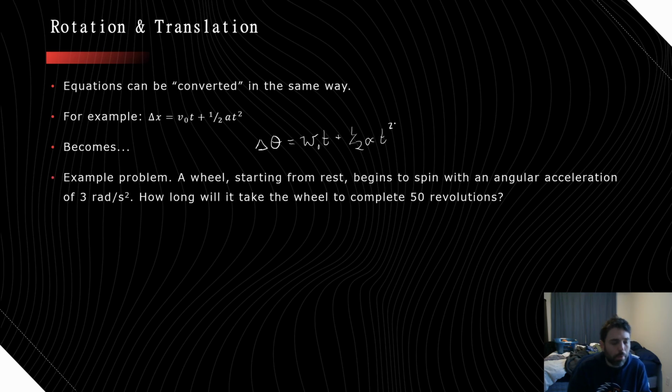Okay, so let's do an example problem real quick. So we have a wheel, say, and it starts from rest, and it begins to spin with an angular acceleration of 3 radians per second squared. How long will it take the wheel to complete 50 revolutions?